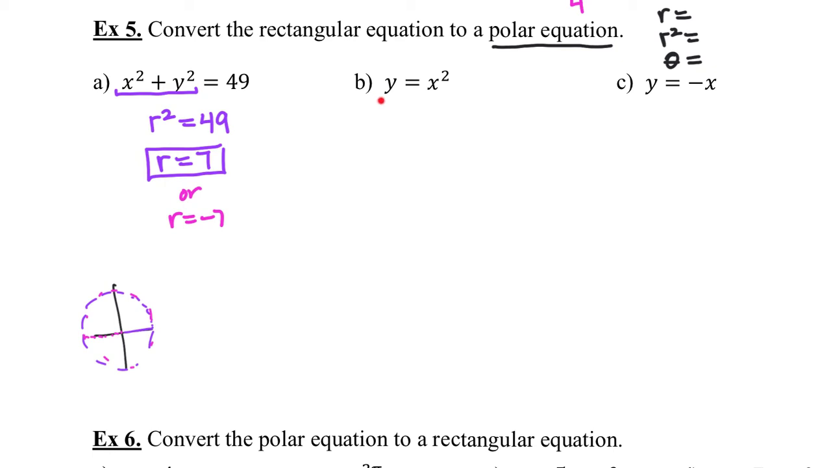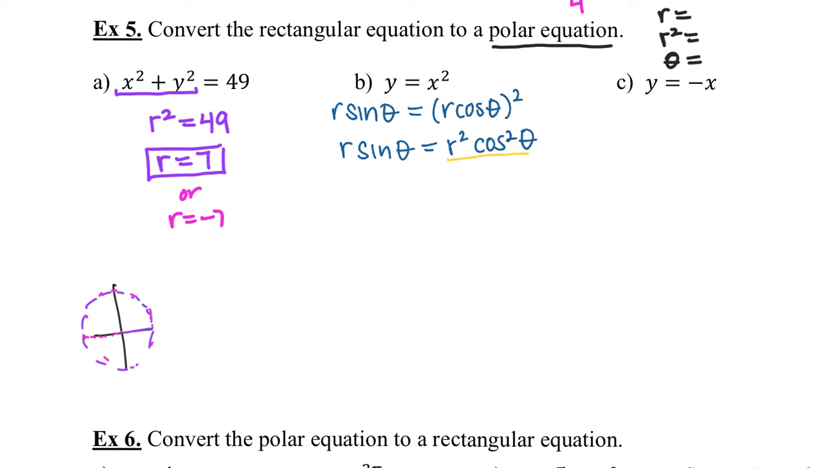Okay, B, I see y. Let's see, if you look back at the previous page, y equals r sine theta. X squared doesn't have a special one, but x is r cosine theta, and I could square the entire thing. So r sine theta equals, let me distribute this, r squared cosine squared theta. Now I'm trying to get it to say r equals. So I'm going to cancel an r, which means I'm going to divide by r.